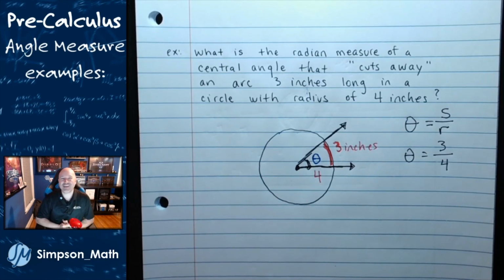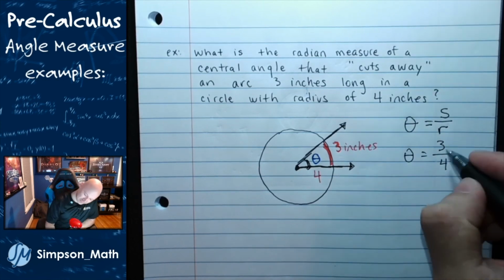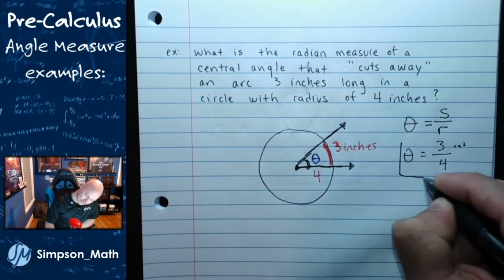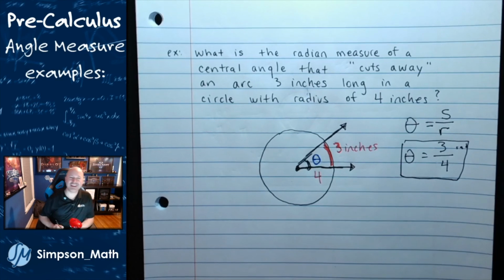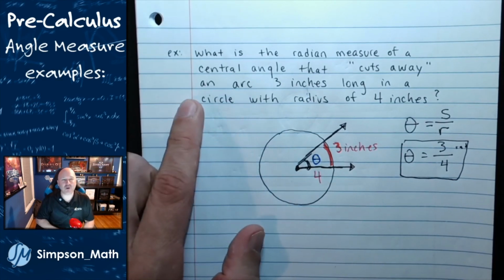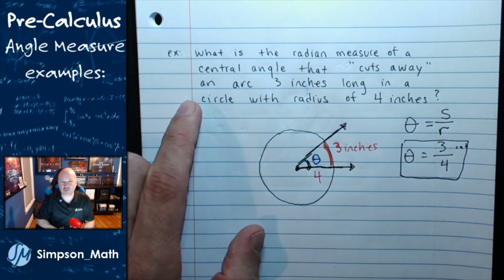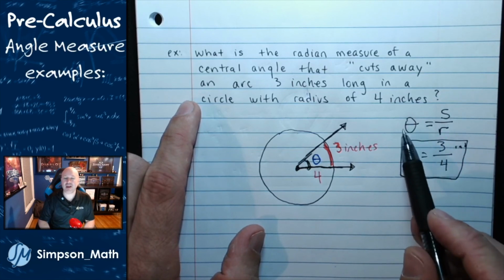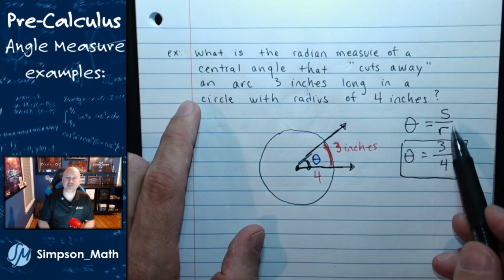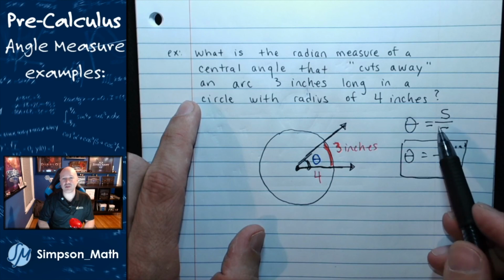I'm done. This is 3 fourths, radians. Nice and simple. So if I ask you for arc length or radian measure, we're just using this relationship here, that theta is equal to S over R, or S is equal to R theta.